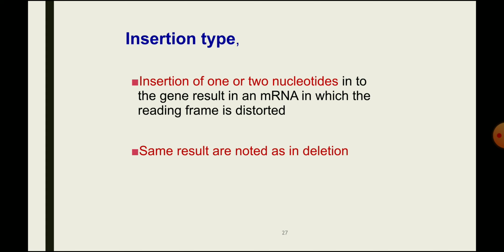Then insertion type also, same type, insertion of one or two nucleotides in the gene results in the mRNA in which the reading frame is distorted. Again here, the insertion also has the same effect as the deletion, where an additional base is added in between, so the reading frame is altered. So the same result as noted for the deletion.